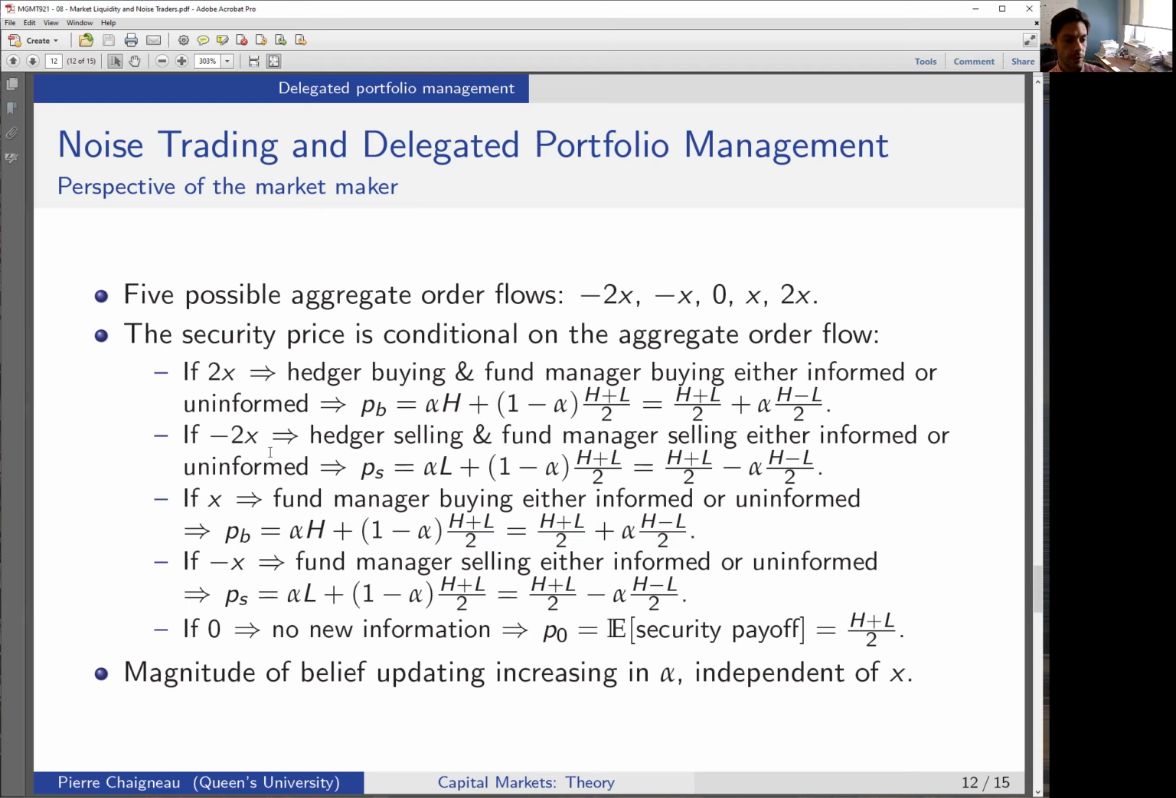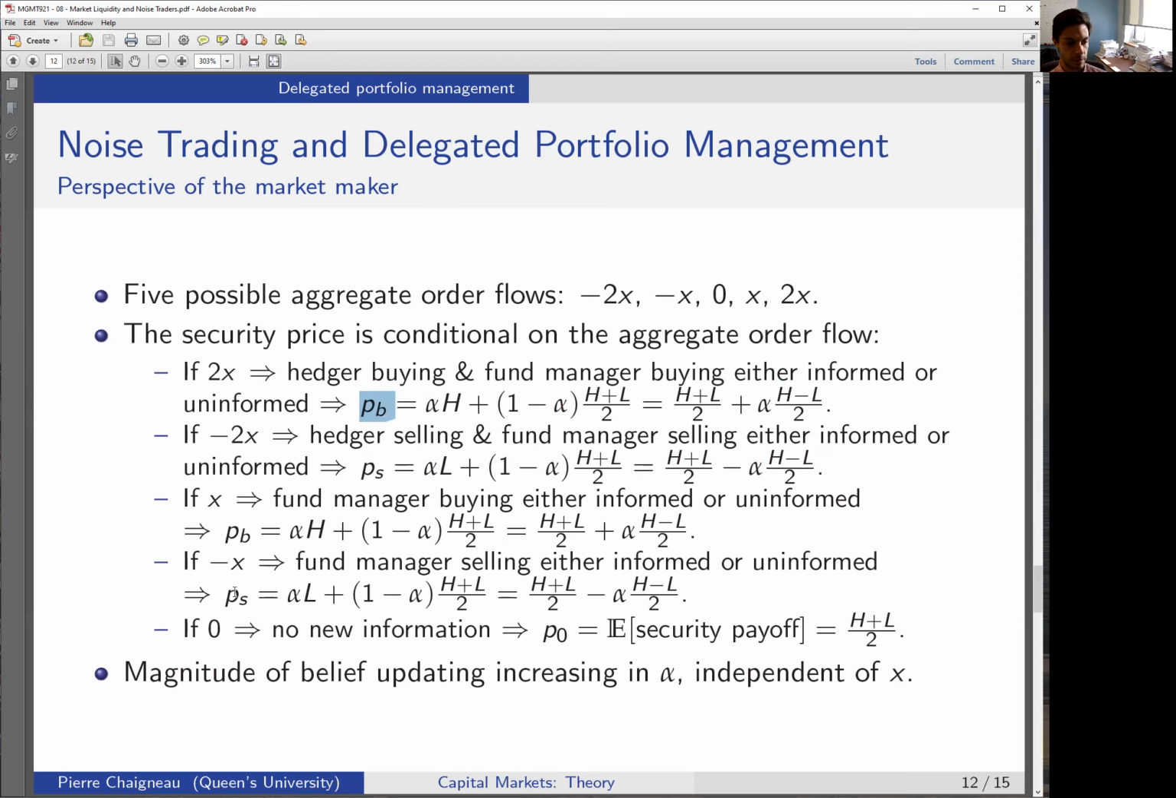So now what if the market maker observed an order of minus 2x? It means that both the hedger and the fund manager were selling. So what really matters is that the fund manager was selling. But again, the selling could have been because the fund manager was informed, in which case the security value is L, or because he was uninformed and just churning, in which case the expected security value is just the unconditional value of the security, which is this. And so we get this price. Here PS refers to the price when traders were selling, and PB refers to the market price when traders were buying.